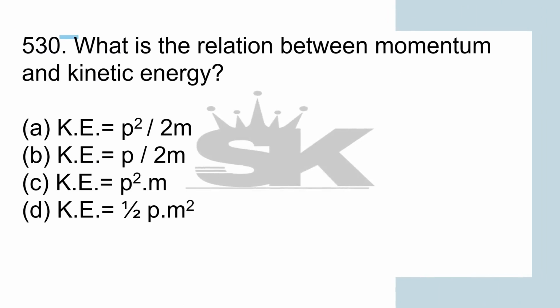What is the relationship between momentum and kinetic energy? That is answer A, K equals p squared by 2m. Here we will derive this kinetic energy formula. We all know K equals half mv squared. Momentum formula p equals mv, where symbols have the usual meaning.